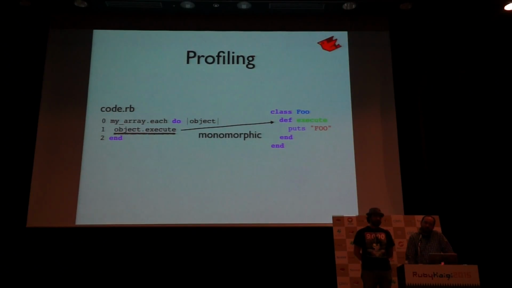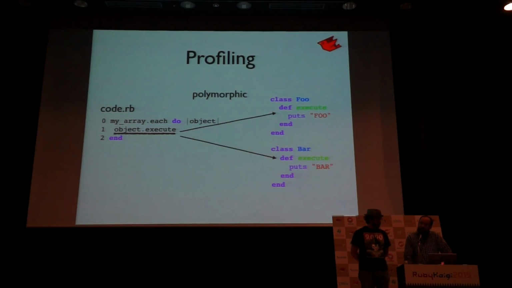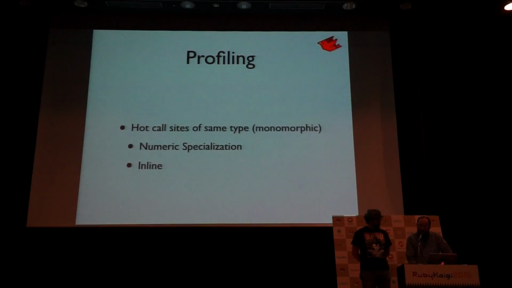So when we profile, we're really interested in things that only call one thing. We're interested in monomorphic call sites. Once we actually start calling multiple versions of methods, then there's less opportunity to have big wins with this, although some runtimes do. We're just interested in the monomorphic type. So when we find a bunch of monomorphic call sites, we look for the hottest ones, or the ones that have been called the most, and then they become candidates for optimizations. Like the numeric specialization that Charlie was talking about, if the type is a fixnum, but more likely it's going to be inlined.